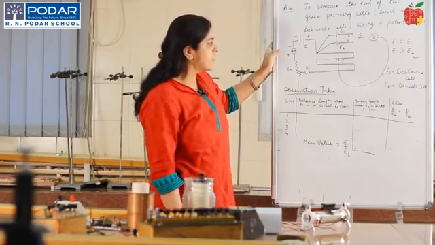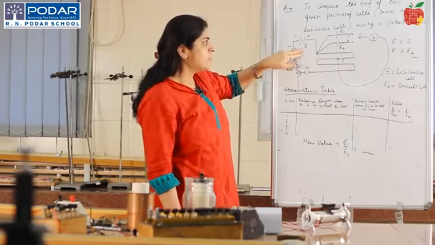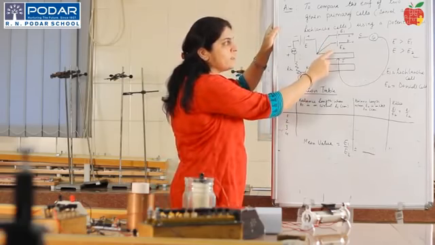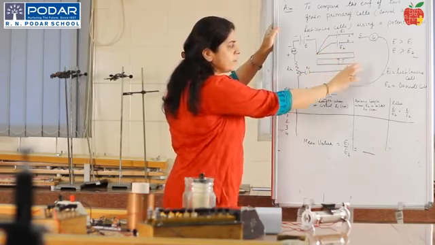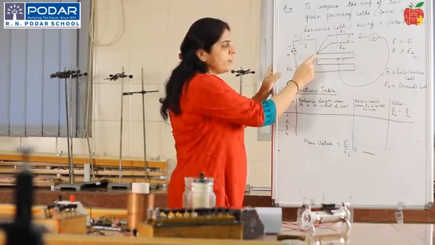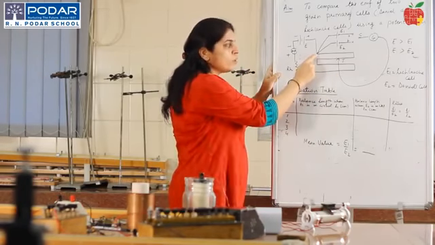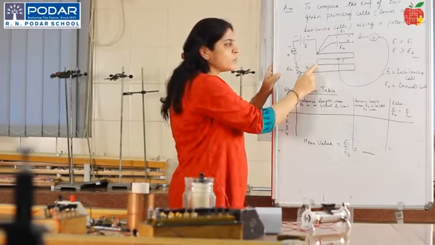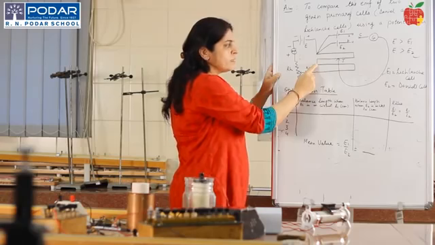As you see in the circuit diagram, E is the driving cell, E1 and E2 are the two primary cells, that is the Leclanché cell and the Daniell cell, and this, can you see, is what? A potentiometer. This point A is called the initial point of the potentiometer, and this is the terminal point of the potentiometer, which is here.